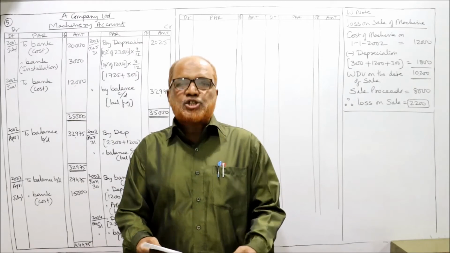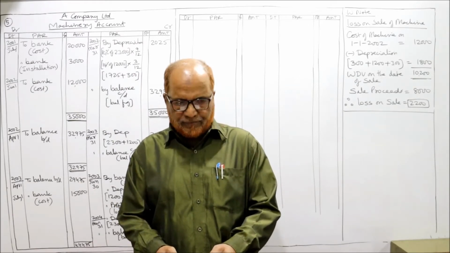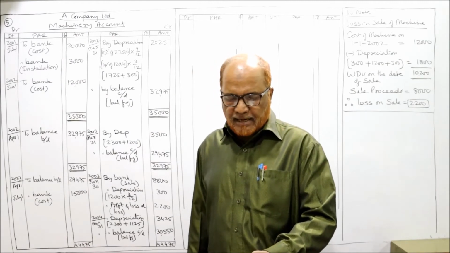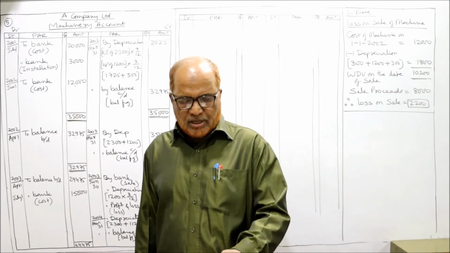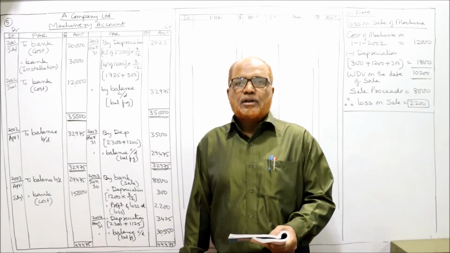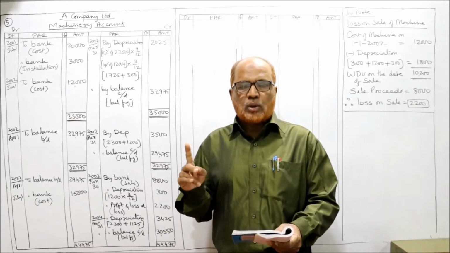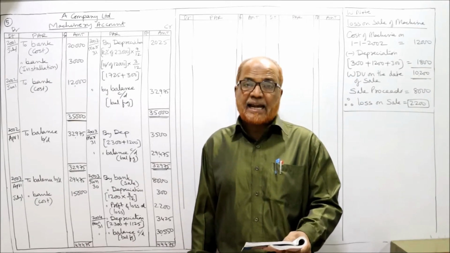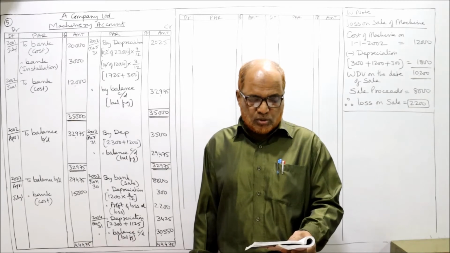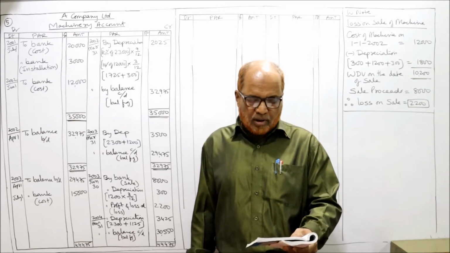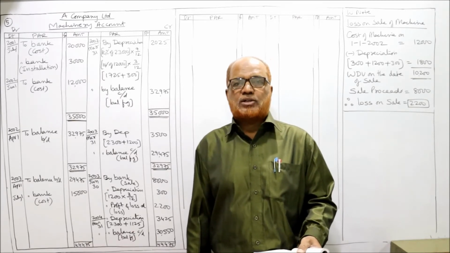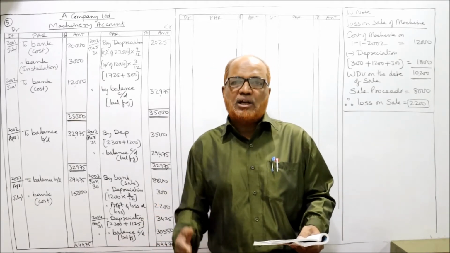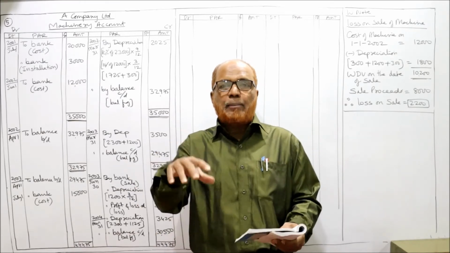Now we'll start the next problem, that is problem number 5. On July 1st, 2001, A Company Limited purchased a second-hand machinery for Rs. 20,000. So remember the date, 1st July 2001. It spent 3,000 on reconditioning and installing it. That means when a second-hand machine is purchased, definitely some reconditioning and overhauling is required, and that will be capitalized.